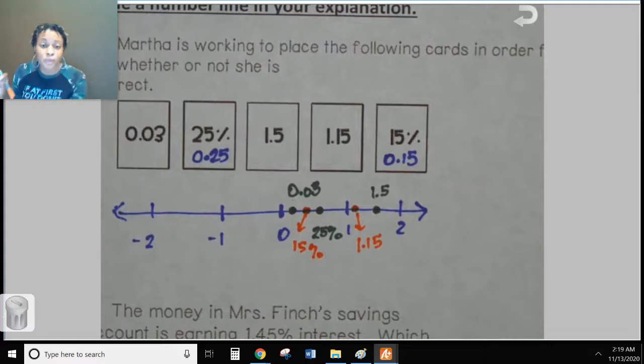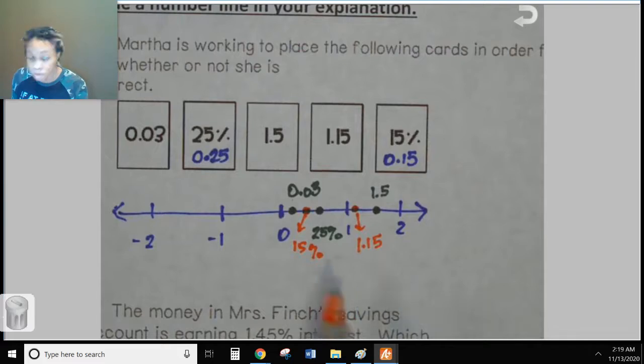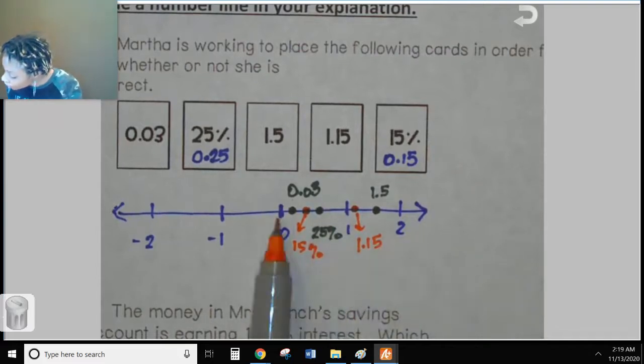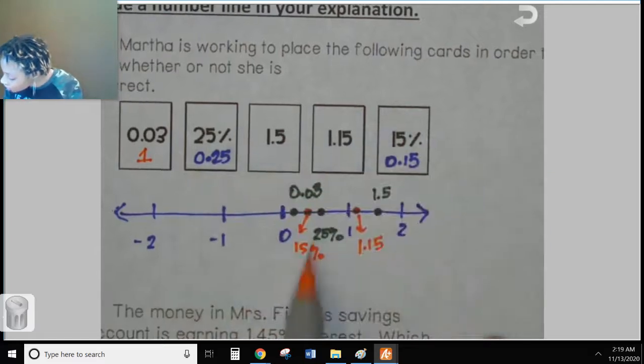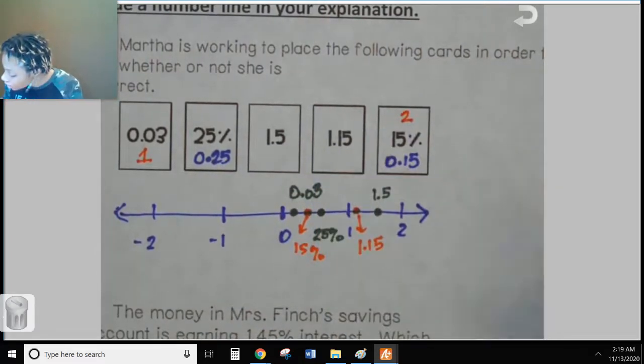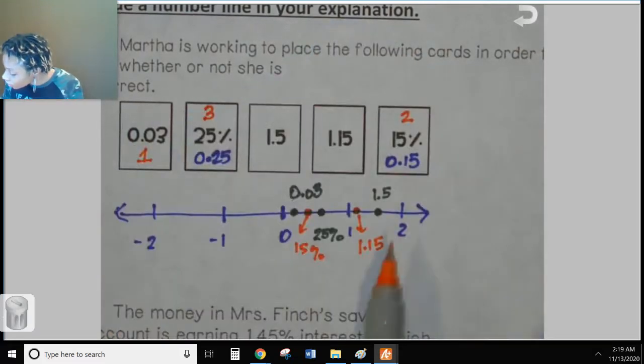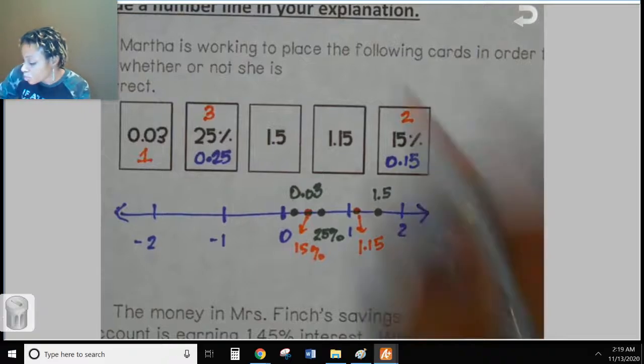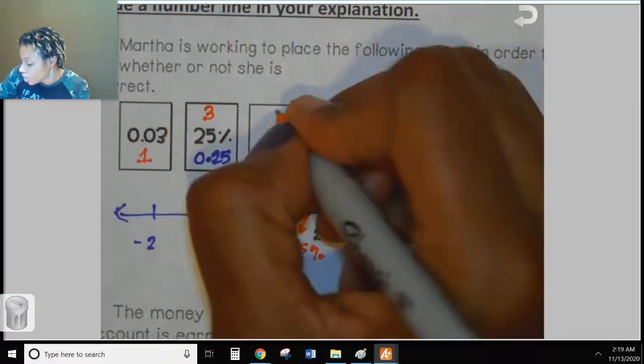So looking at what we placed on the number line, where we said these numbers will be, and looking at Martha's cards, was Martha correct? I'm going to put numbers. If we're going down our number line, the first one was this one. So she got that right. The next one would have been 15%. So she did not have that in the right place, right? Then 25%. This would be our third card. Then 1 and 15 hundredths would be our fourth card. And 1 1/2 would be our fifth card.